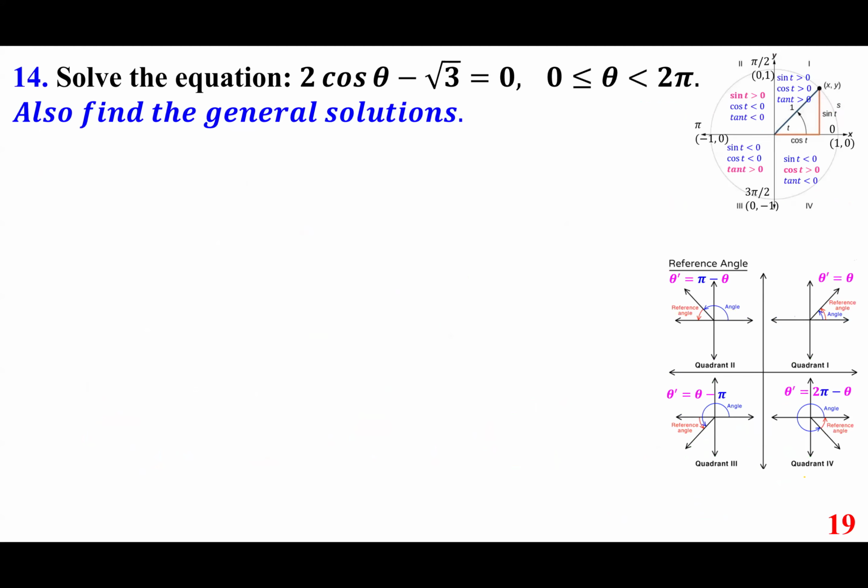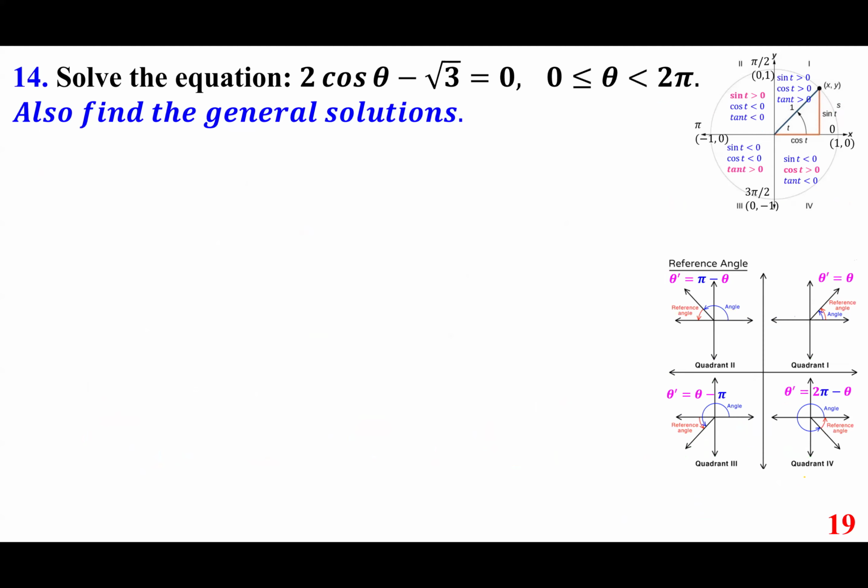Solve the equation 2 cosine theta minus square root of 3 equal to 0. And theta is in the first complete revolution from 0 to 2 pi. And we want to find the general solutions also. Of course, we are going to move this to the right side, becomes positive and divided by 2. So cosine theta is square root of 3 over 2.